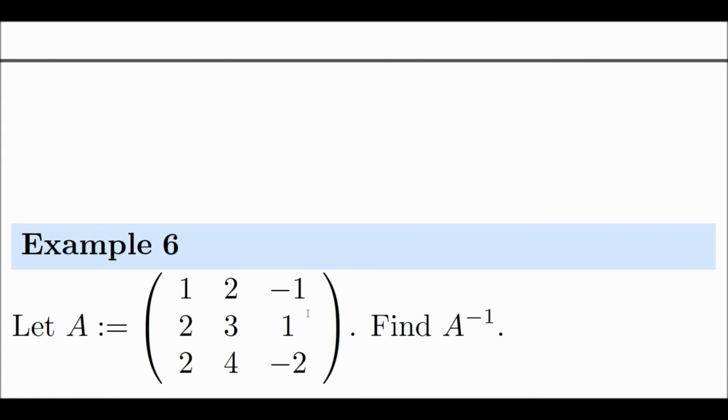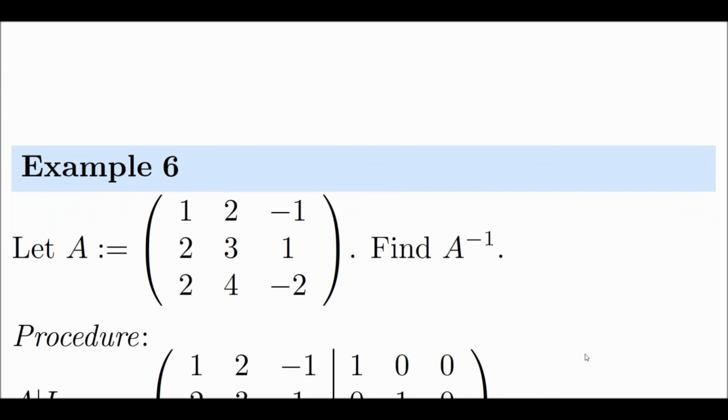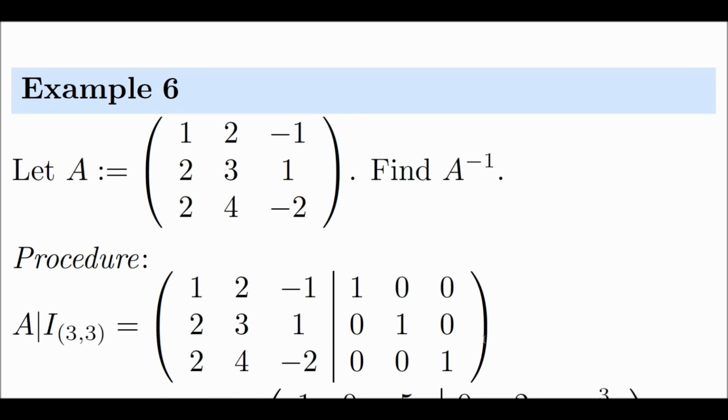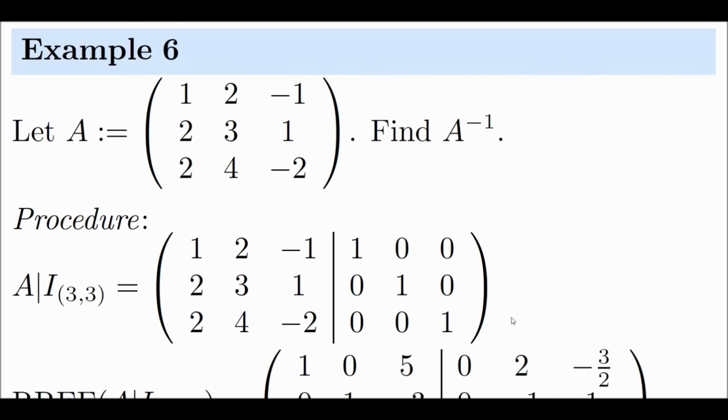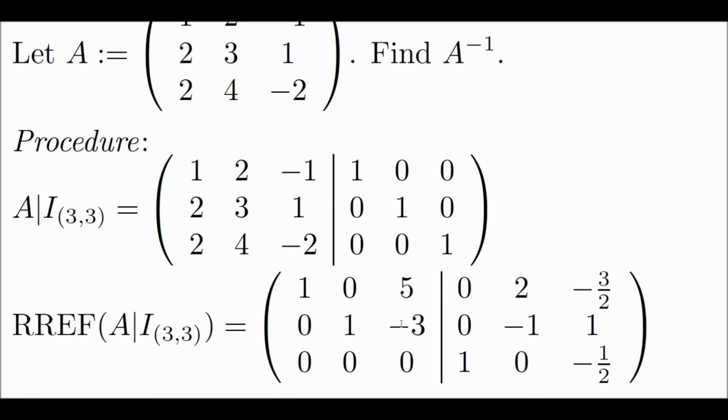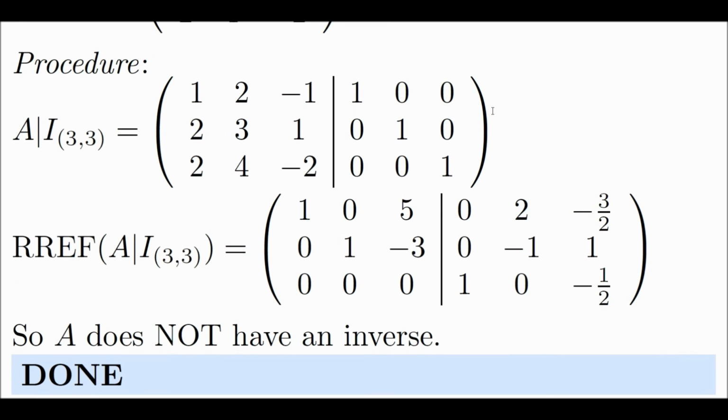Here's another example. Let's say A is this matrix, and I want to find the inverse of A. So we're just going to tack the identity matrix onto the right. Here's what you get when you tack the identity matrix on. Now we're going to row reduce this whole thing. So you row reduce this, and you see that you're not going to get the identity matrix on the left. So this original matrix A has no inverse. So A does not have an inverse.